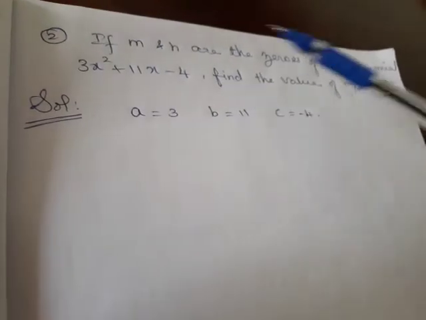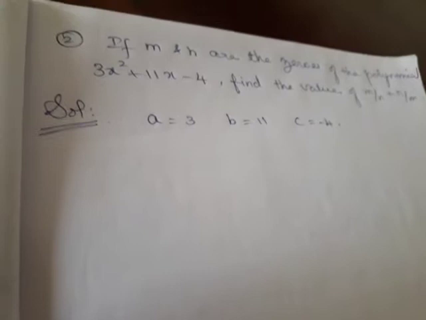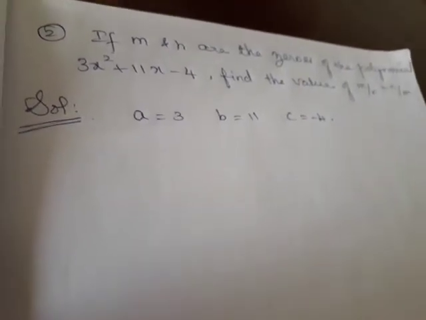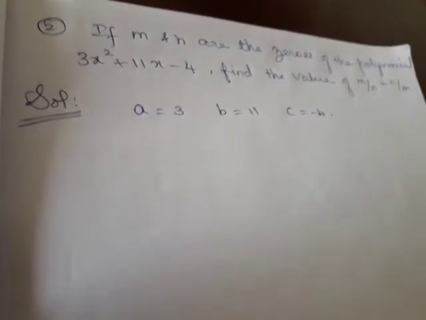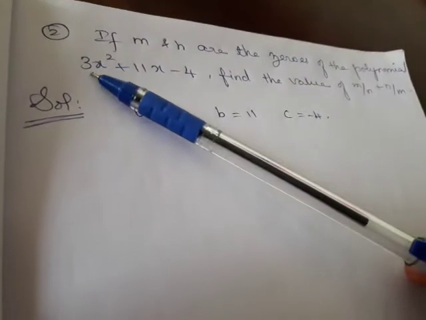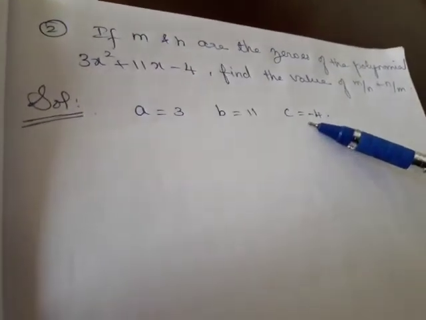The same problem you may get with alpha and beta denotation also, so you should not look different. It will be alpha by beta plus beta by alpha. Even then the procedure is the same, right? So as usual, first list out what is A, B, C. A is the coefficient of x square, so 3, B is 11, C is minus 4.